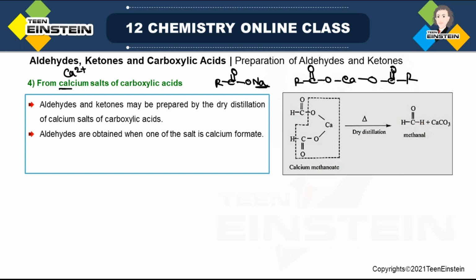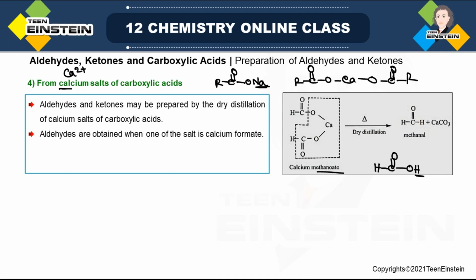Now here we have an example. What salt have we taken? We have taken calcium methanoate. That means, look at this part, HCOOCa. It is the salt of formic acid, or you can say the salt of methanoic acid. Just remove this H, place Ca. Another fragment also you have to add because it is in 2+ oxidation state. So this is the structure of calcium methanoate, or you can write calcium formate. So if you start from this molecule as the starting material and do dry distillation, then what will happen?